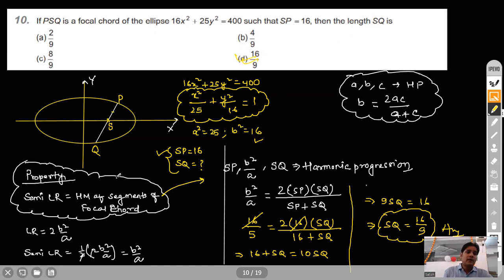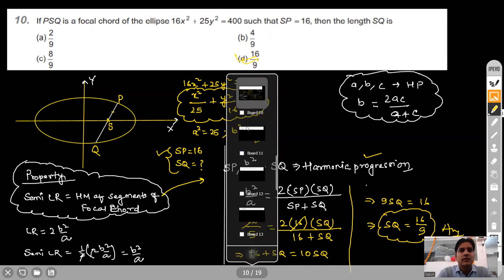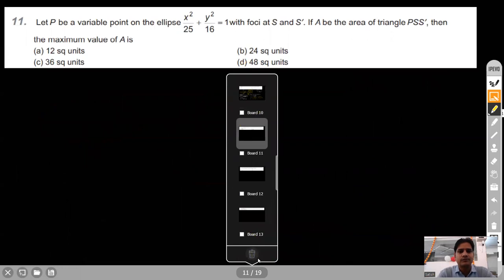So what is the property? The semi-latus rectum of an ellipse will behave as the harmonic mean of the segments of any focal chord of the given ellipse. So in this case, PQ is the focal chord, and SP and SQ are the segments of that focal chord. Using the property, we have written that SP, B square upon A, and SQ will be in harmonic progression. So I advise all of you to remember this property. Sometimes JEE directly asks questions based on the properties itself.